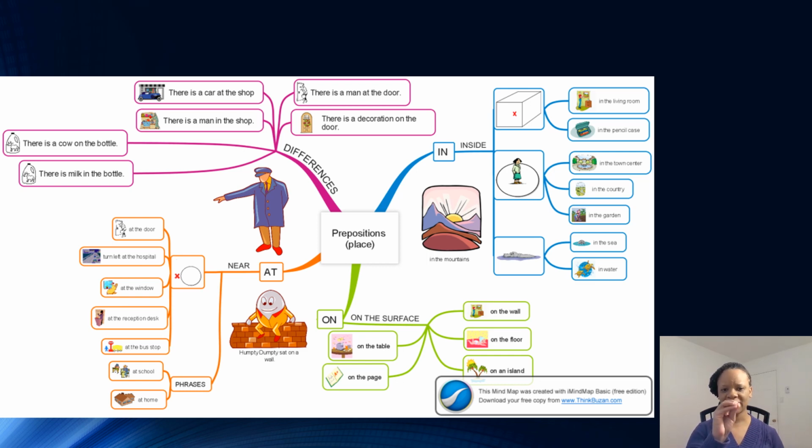Look at the differences in the sentences above. There's a cow on the bottle versus there's milk in the bottle. There's a car at the shop versus there is a man in the shop. There's a man at the door versus there's a decoration on the door.